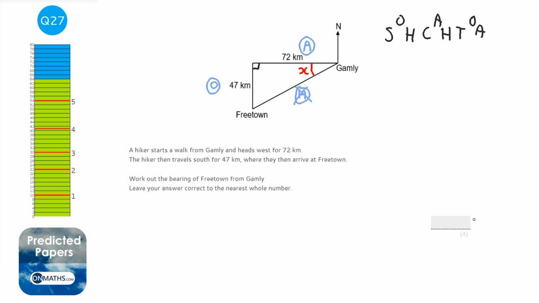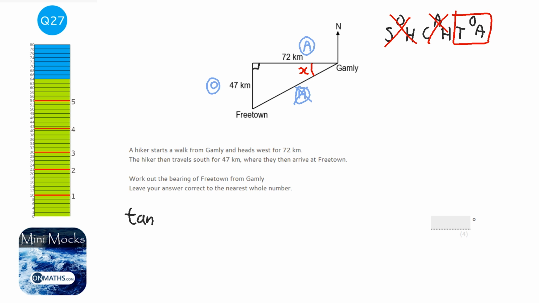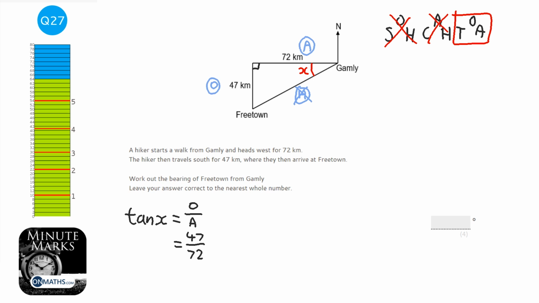Well, we're not interested in the H, so it's not going to be SOH, and it's not going to be CAH, so it's going to be TOA. So TOA stands for tan x equals opposite over adjacent, and the opposite is 47, and the adjacent is 72. Now we want to work out what x is, so to do that we want to inverse tan both sides.